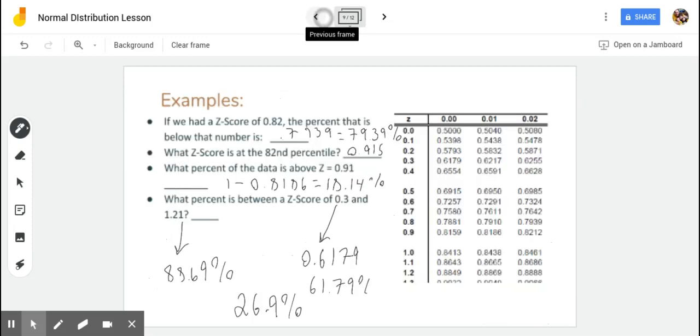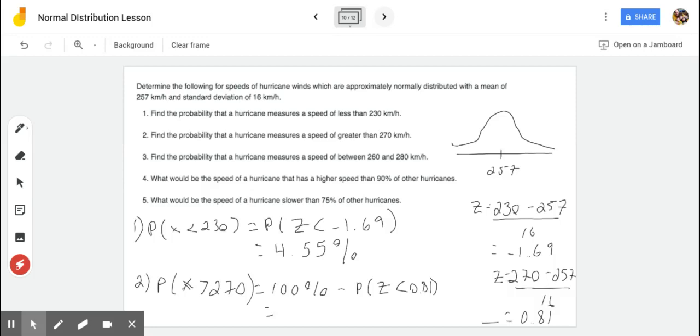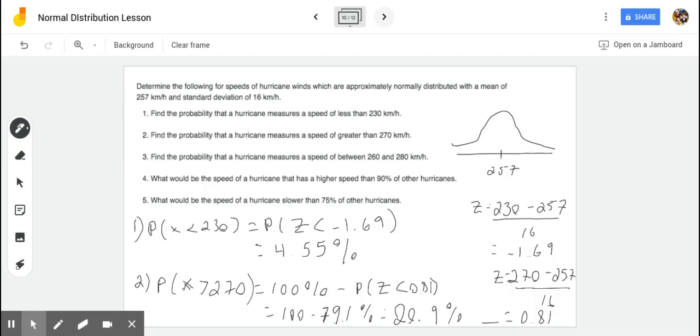And so if we go back, we can find 0.81 on the chart. So 0.8 is here, and then we go over to 1. That's 0.7910. And so we know that below 270 is 79.1%, and above is going to be the rest. So 100 minus 79.1% will be 20.9%. Just to double check, 0.81 is 79.1%, so above is going to be 20.9, and that makes sense with the picture because 270 would be like here, and that's 20.9%.